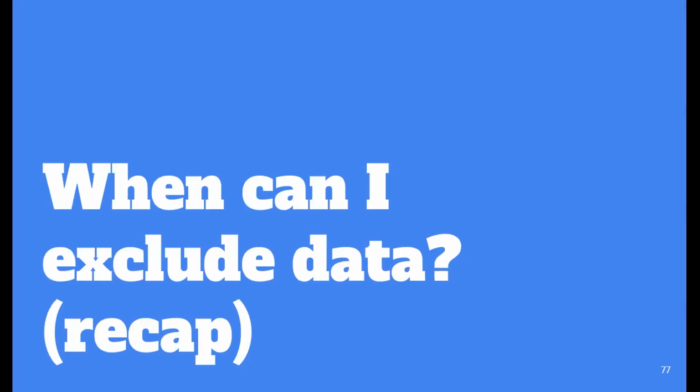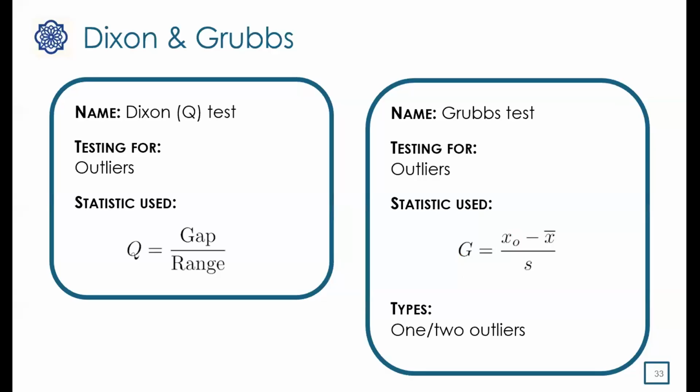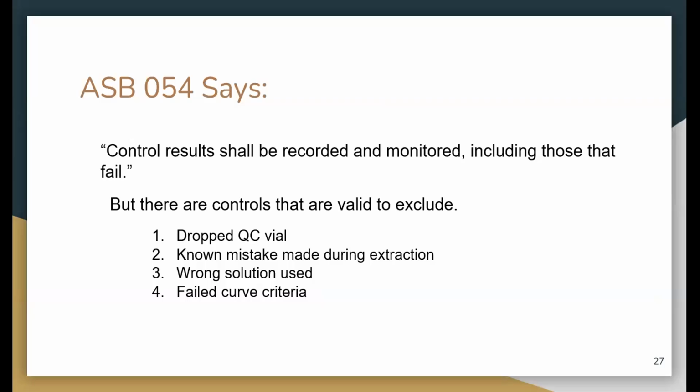Another common question is, when can I exclude data? And I'm going to call back on two previous slides here from other sessions, that while we have statistical tests for outliers, it's actually a bit more specific when we're talking about control data, right? And Aria had mentioned this. The ASB 054 addresses that: they should be recorded, including those that fail. Even if it's a statistical outlier, control results should be included in that data. The ones that are valid to exclude are the ones where we have a known issue, dropped QC, a known mistake during extraction, and so on and so forth.